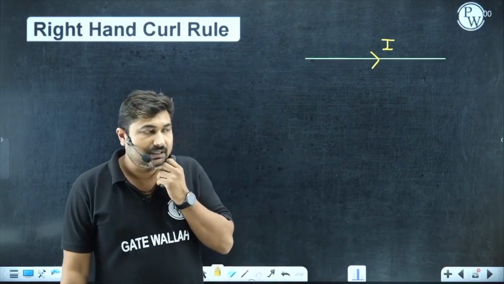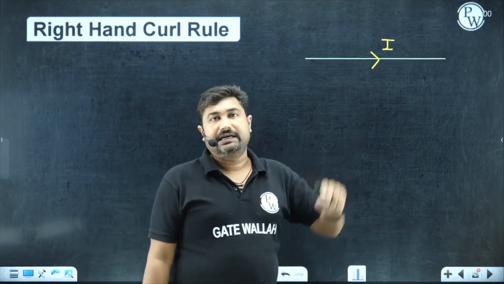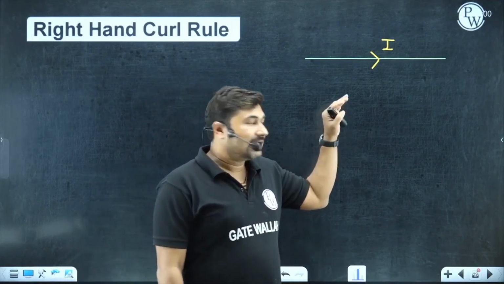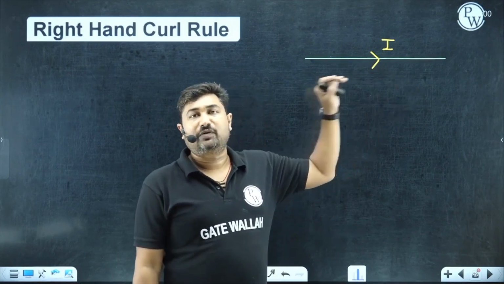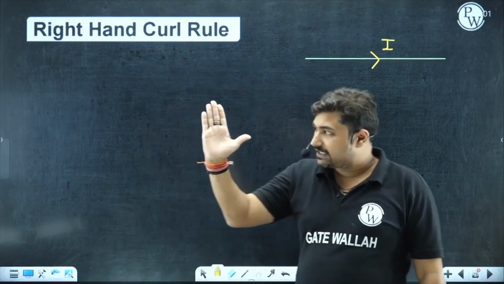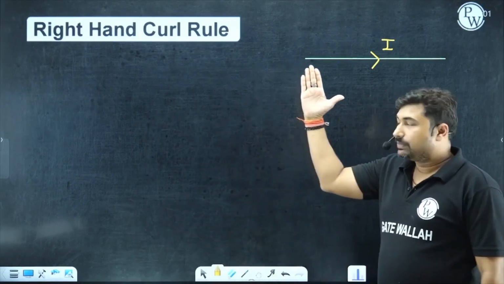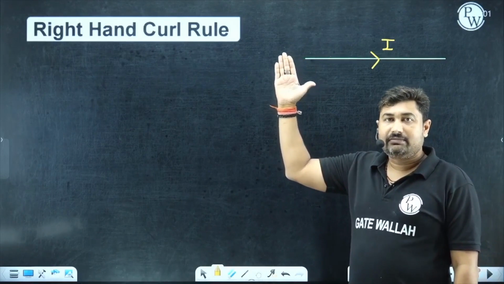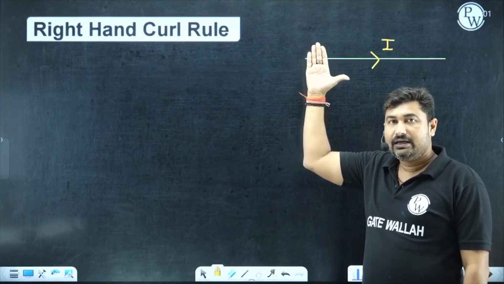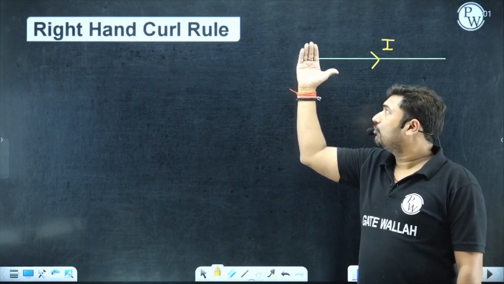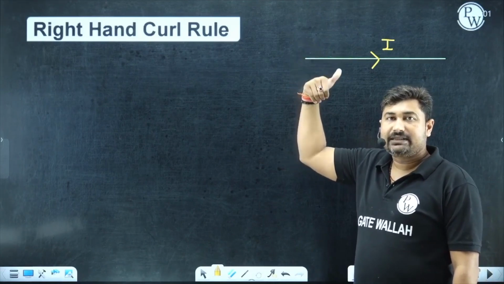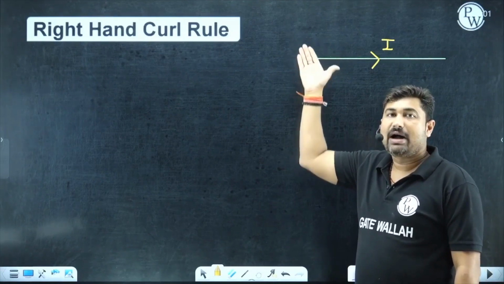Is it okay? Yes, sir. So we have a wire and it carries a current I. Now, in order to understand the direction of the magnetic field produced by the current flowing through the wire, we will use the right-hand curl rule. It is very simple. You have to put your right-hand thumb in the direction of current and fold your four fingers. This is your right-hand curl. The direction represented by this right-hand curl is called the direction of magnetic field.